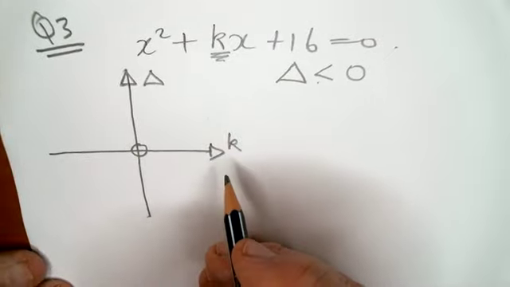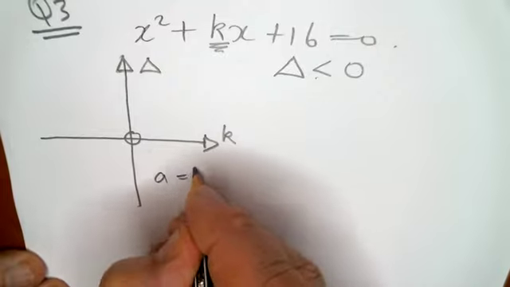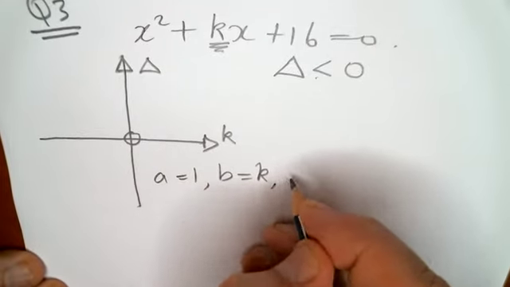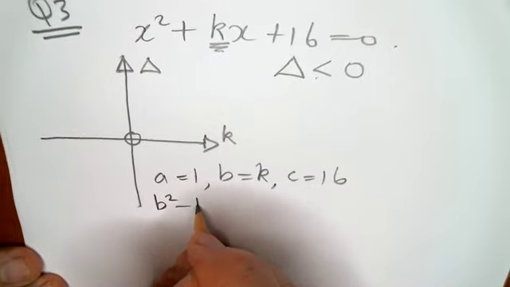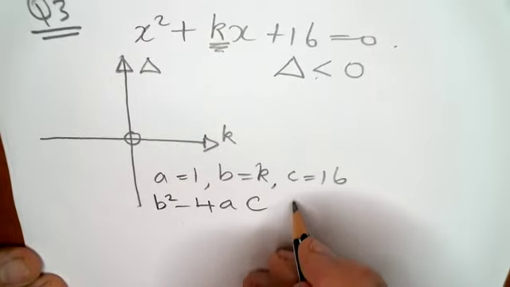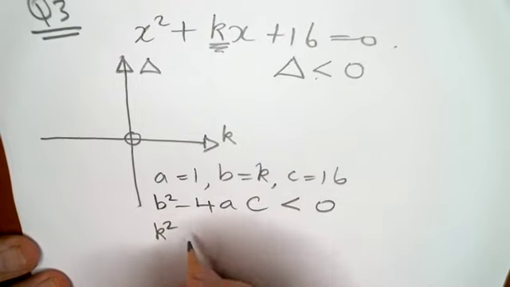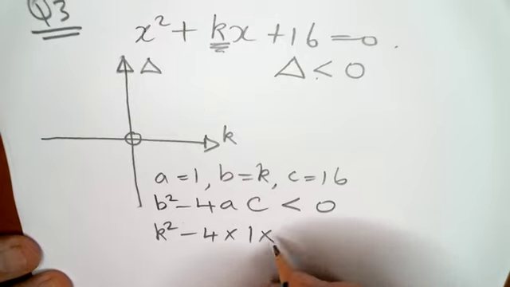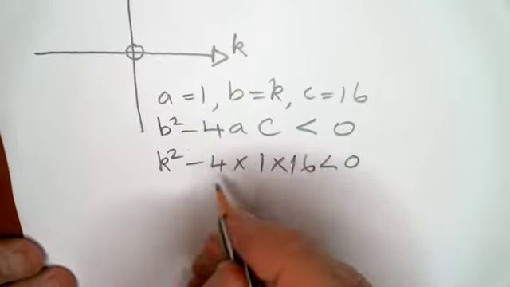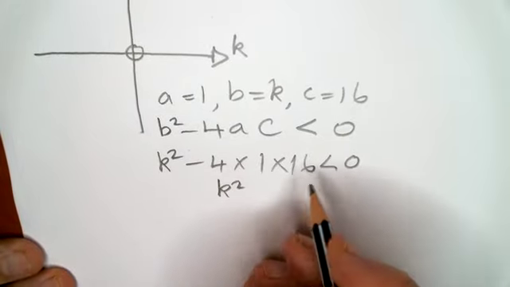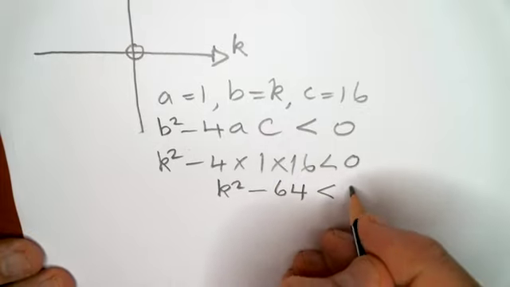All right, so let's go ahead and do that now. First of all, let's find the a value here. Well, we know a is going to be 1, and b is going to be k, and c is going to be 16. We've got the discriminant, which is b squared minus 4ac, and we know this must be less than 0. So let's populate this with what we know. We've got k squared minus 4 times 1 times 16, less than 0. And this works out really well. We've got k squared, 4 times 16 is going to be minus 64, is less than 0.